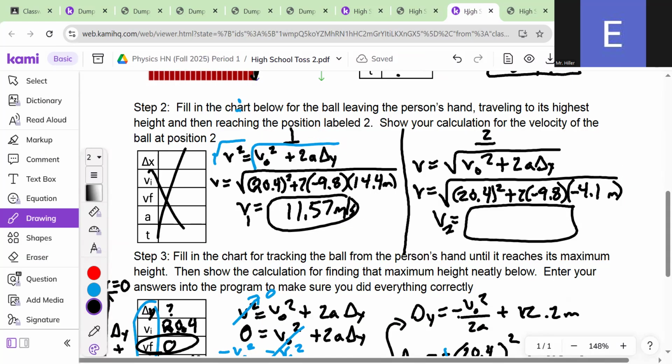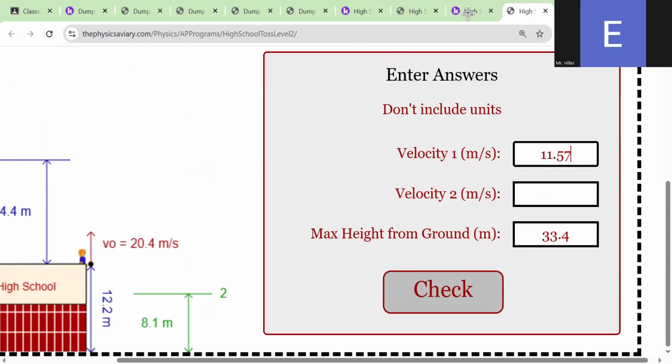Okay, and then on the downward side, we're going to go 20.4 squared plus this time, open parentheses, 2 times 9.8 times 4.1, close parentheses, second square root, second answer. And for this one, I'm getting negative 22.28 meters per second. Let's try this.